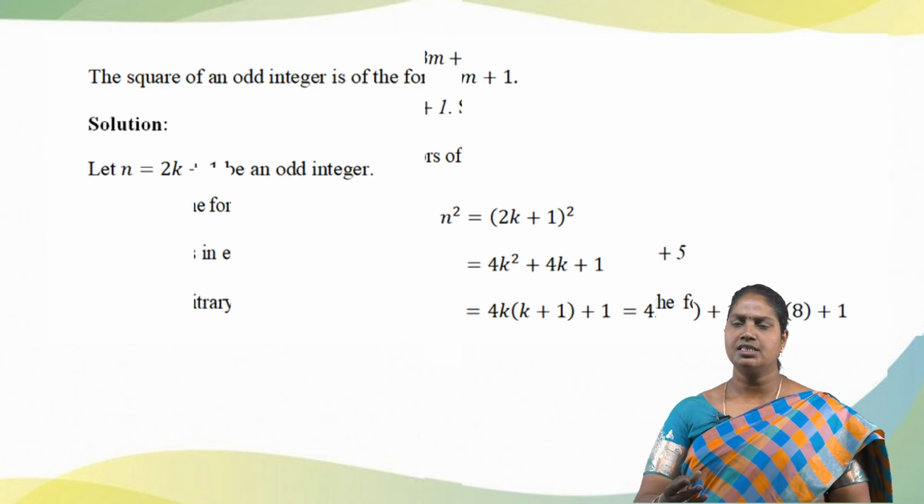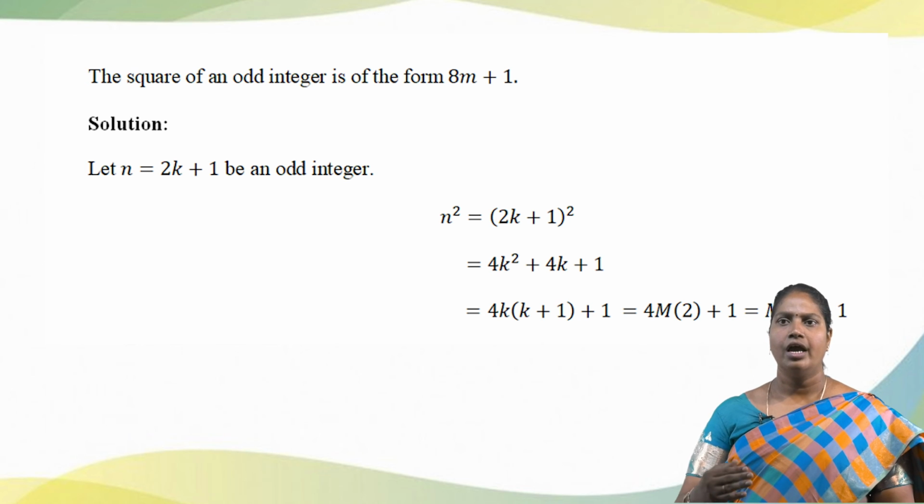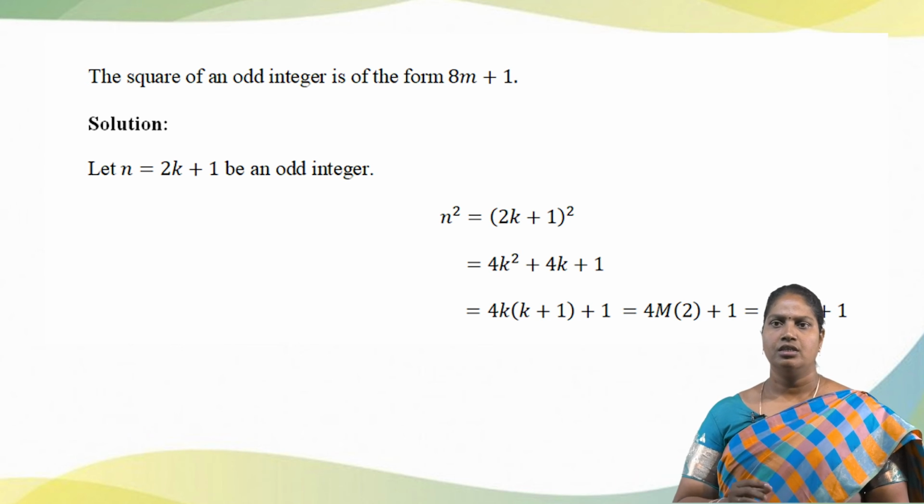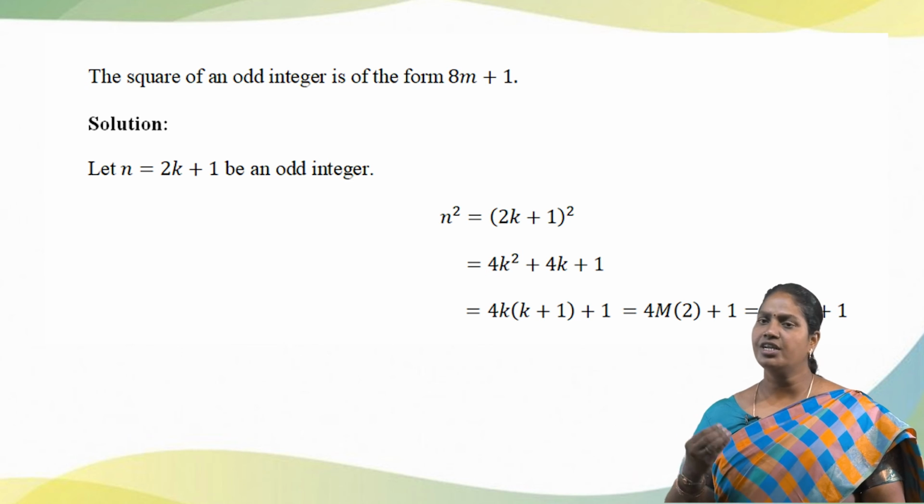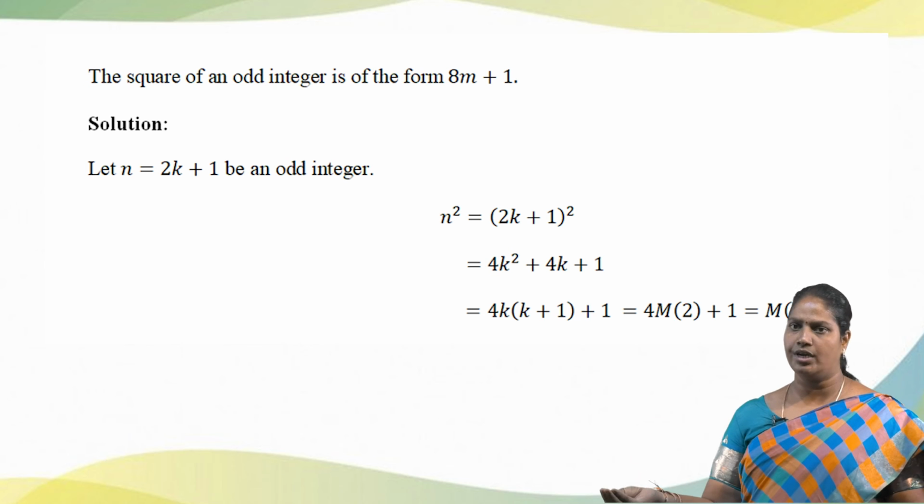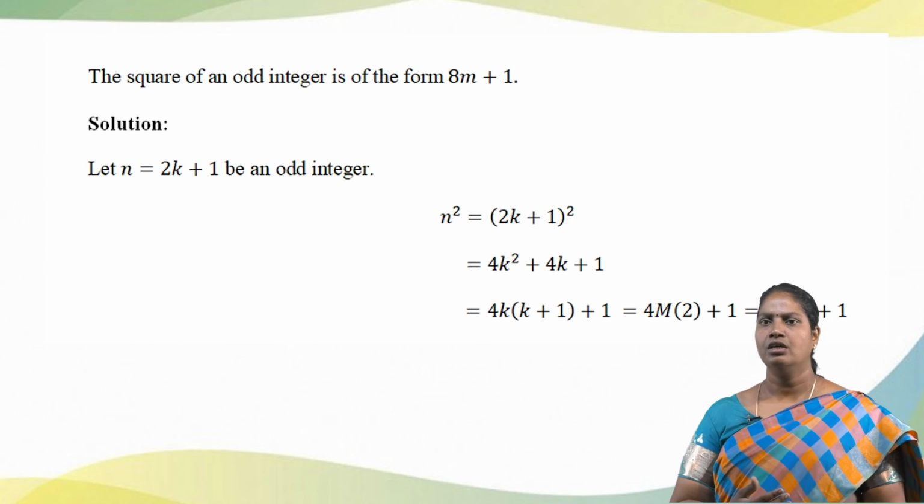Next, there is a simple result that the square of an odd integer is of the form 8m plus 1. So now consider n to be an odd integer. What is the general form of an odd integer? It is of the form 2k plus 1, where k is any positive integer.